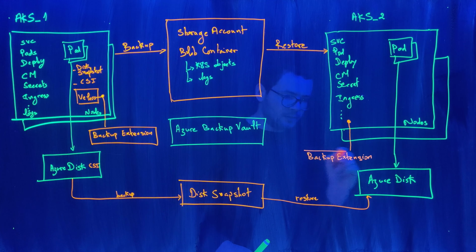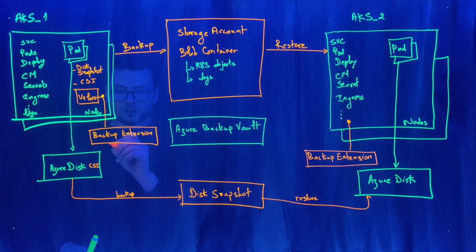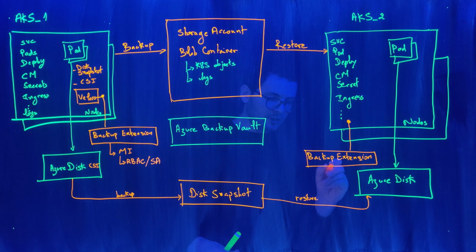Backup extension. Now this backup extension will use a managed identity in order to authenticate into the storage account. It will use some RBAC roles for the storage account, because it will connect to the storage account in order to upload those Kubernetes manifests into the Blob container. And the same for the second one right here. Again, it will use a managed identity with access through RBAC roles into the storage account.